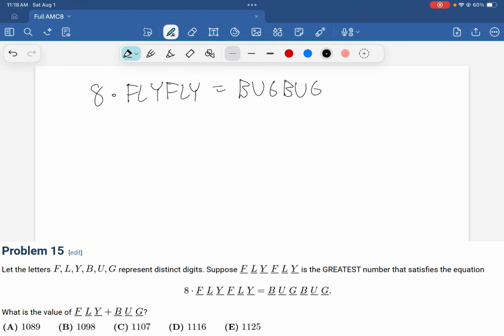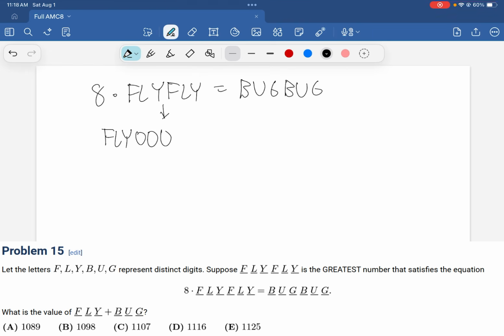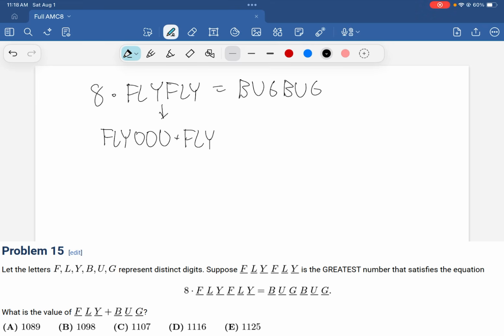So we can split this into FLY with 3 zeros at the end. So you could say FLY times 1,000 plus another FLY. And FLY times 1,000 is just FLY times 1000, and FLY is just FLY times 1.